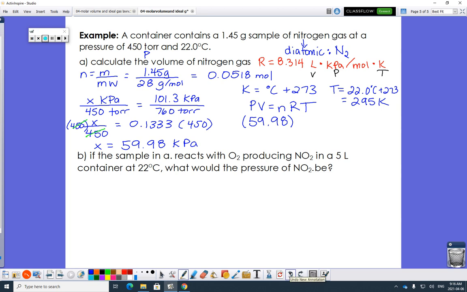We're looking for volume. You can include the units and do dimensional analysis like we've done before. You can do this all as one step if you have a good relationship with your calculator.